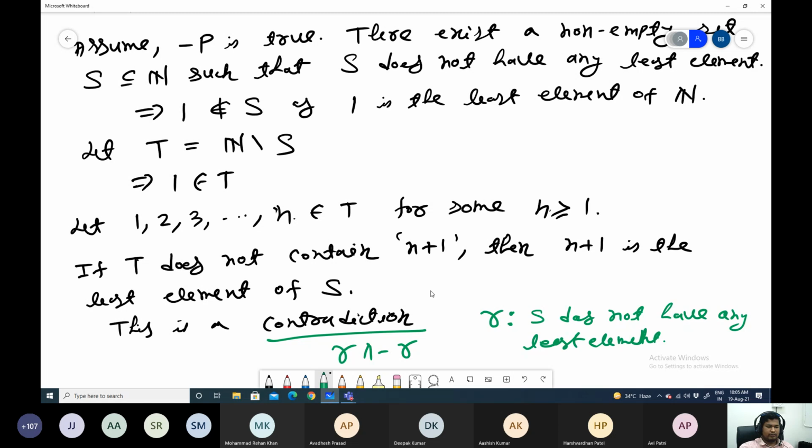Sir, when you said that 1 does not belong to S and S does not have a least element, doesn't it also imply that 2 does not belong to S? So similarly, any natural number cannot belong to S by induction, so S will be an empty set. So that is also another contradiction. Okay, I got it. So there is a confusion here. We have not proved it. We just get a contradiction.